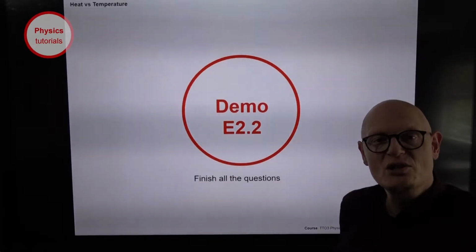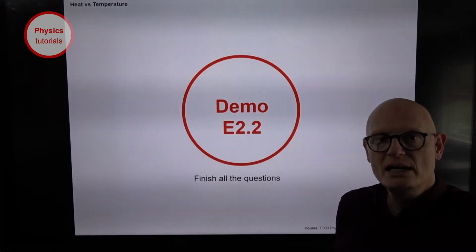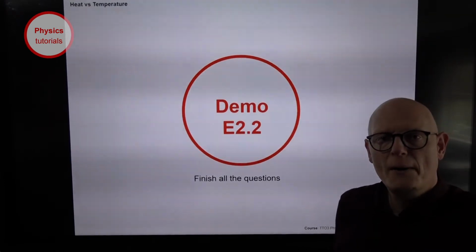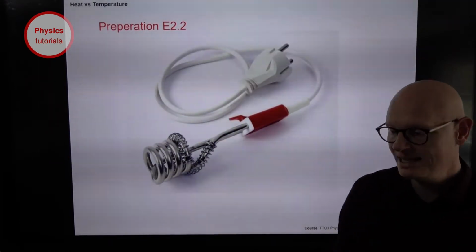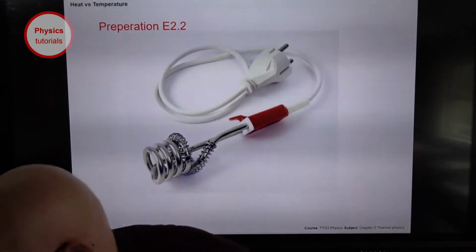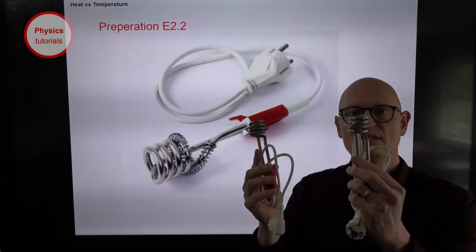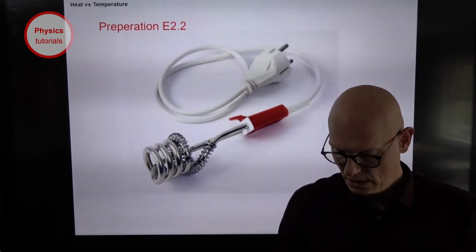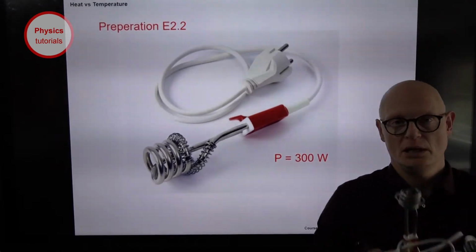This is a demonstration of experiment 2.2. The question is, are heat and temperature the same? For this experiment, we're going to use a heating element. We're going to use two heating elements, these two. And these heating elements have the same power. In fact, the power is 300 watt each.